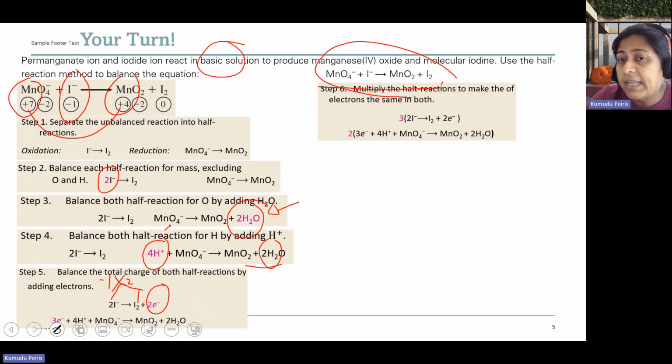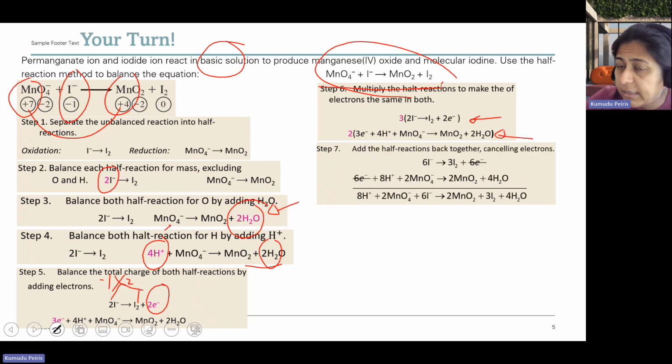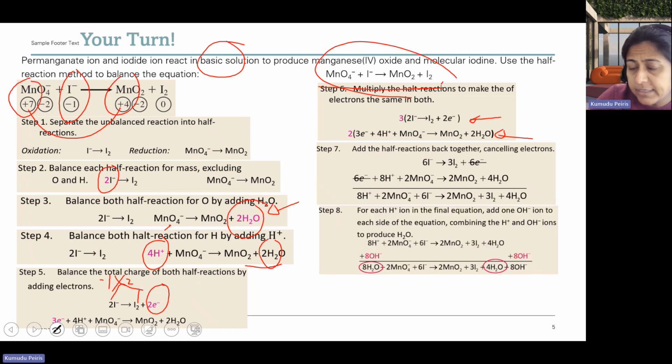Next, I should balance the charge by multiplying the equations by certain numbers. So I cannot make it equal, so I have to multiply the oxidation half reaction by 3 and the reduction half reaction by 2. So then I get the two half reactions like this. Then I add those two together and I get 8H+, 2MnO4-, 6 iodide goes to 2MnO2, 3I2 and 4H2O.